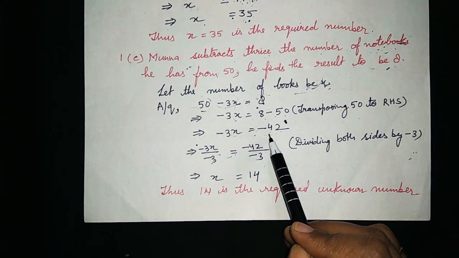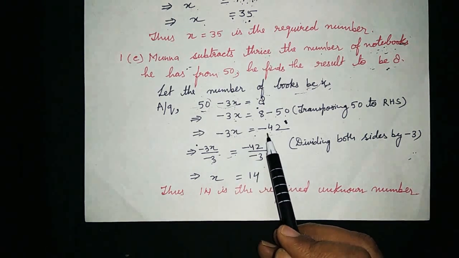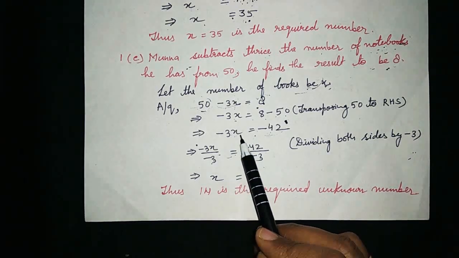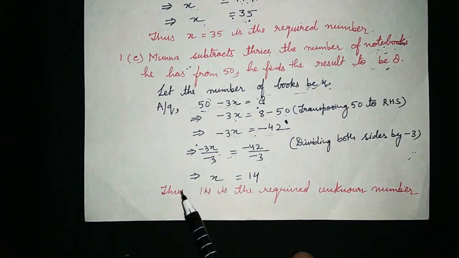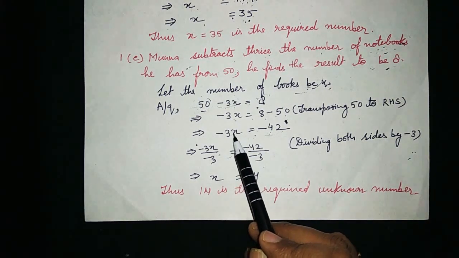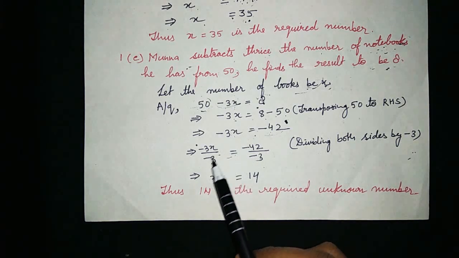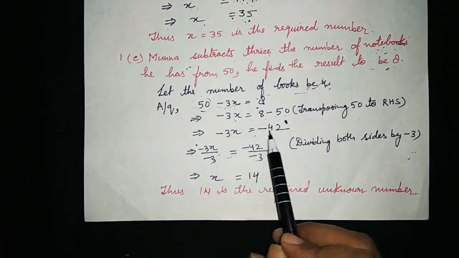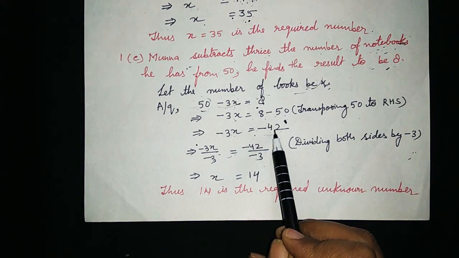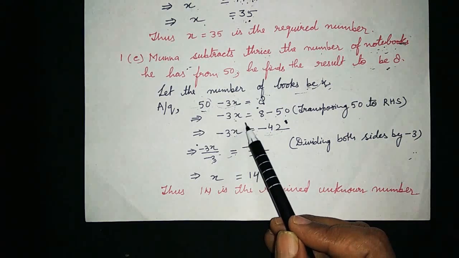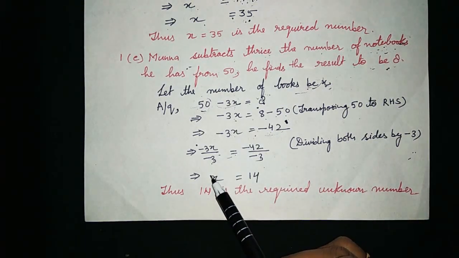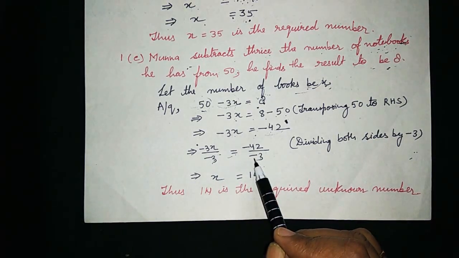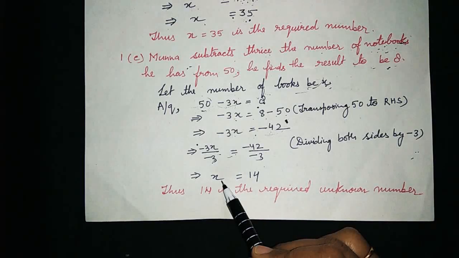Okay. So now in the next step what you will do? Here minus 3X is equals to minus 42. Here this minus 3 is in multiplication with this X. So both the sides you will divide by minus 3 because you want to separate this unknown variable X. Okay. After dividing both the sides by minus 3, here what will come?